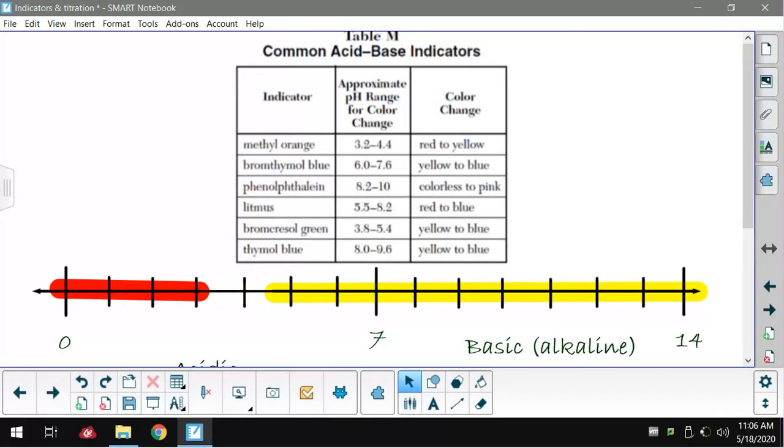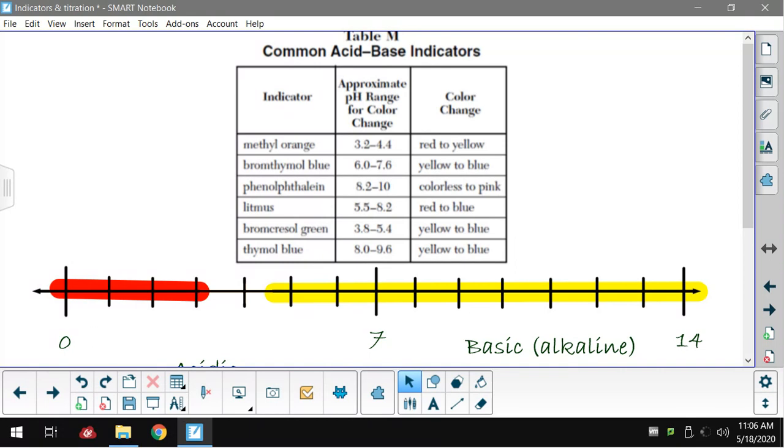If you put that indicator in the solution and the solution turns yellow, well, that means your pH is somewhere above 4.4, all the way up to even higher than that. So it could still be an acidic solution way down here, less than 7, or it could be a basic solution way up here, greater than 7. So the yellow just tells you that solution has a pH greater than 4.4. It doesn't tell you whether it's acidic or basic, but just tells you the pH is greater than 4.4.